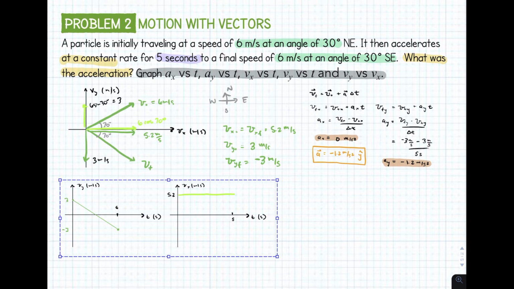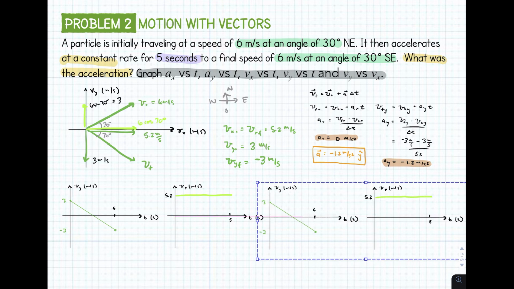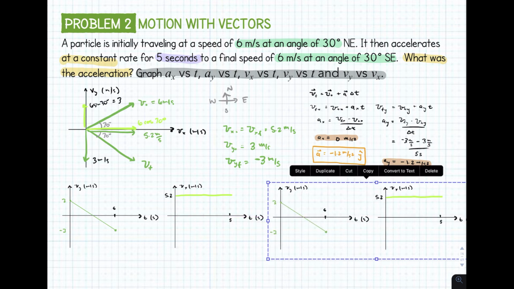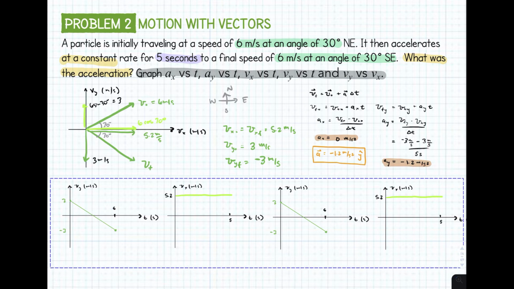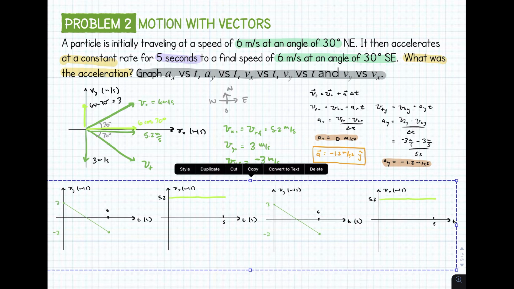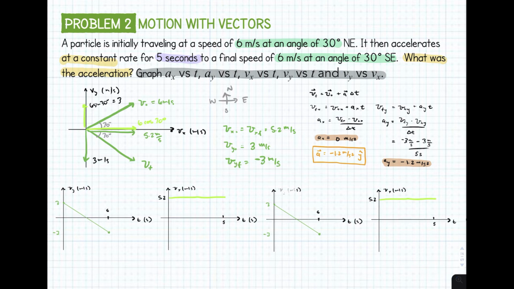We can also get acceleration versus time. So I'm just going to clear these up. We still want the same time. So if we plot our acceleration in the x direction, acceleration in the y direction, those units are meters per second squared.